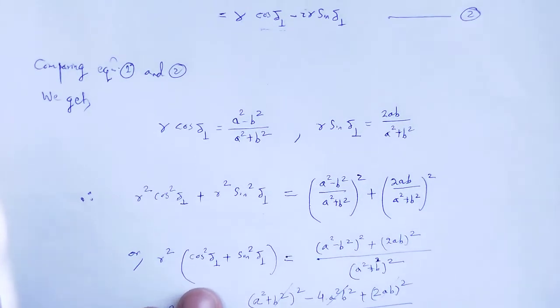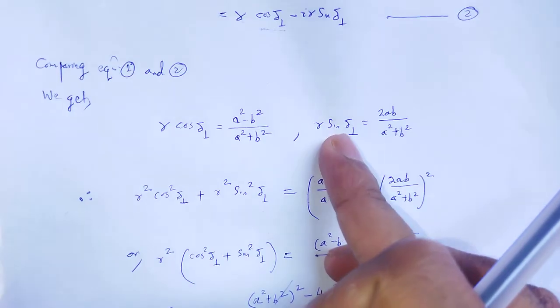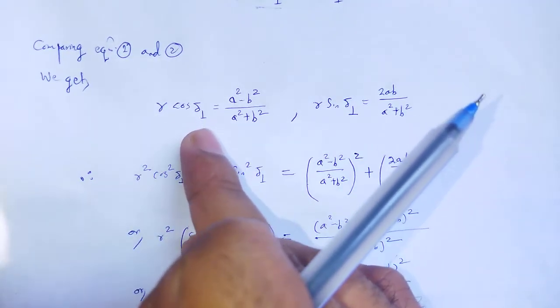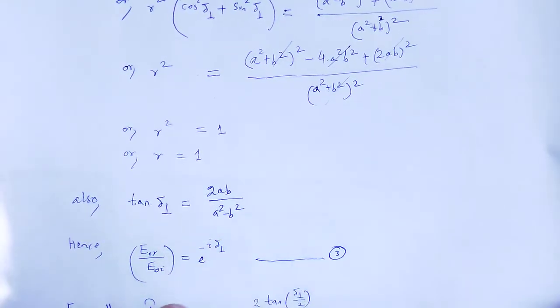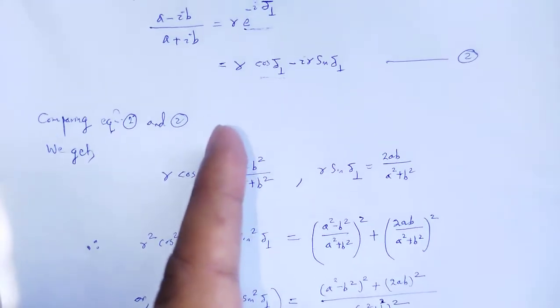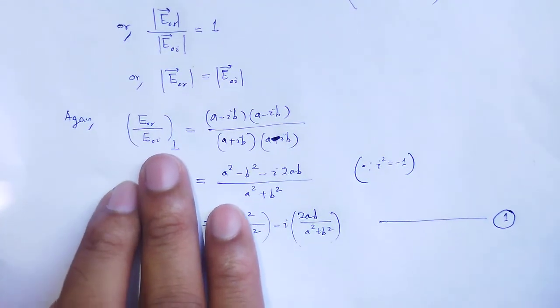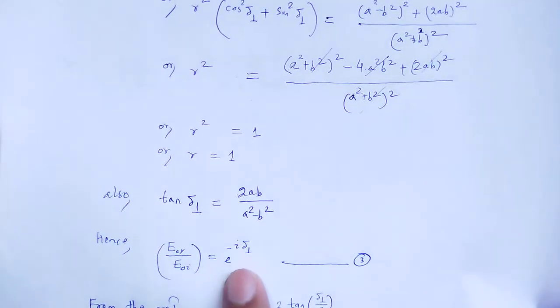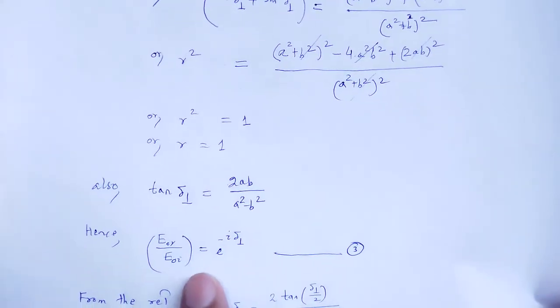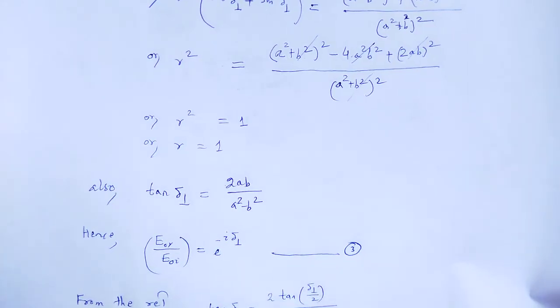Again, dividing these two terms, sin delta perpendicular divided by cos delta perpendicular is equal to tan delta perpendicular, which is equal to 2ab divided by a square minus b square. Therefore, as we first used, E0R divided by E0I in the perpendicular situation is R into that term. Since R is equal to 1, we obtain e to the power minus i delta perpendicular, which is equation number 3.